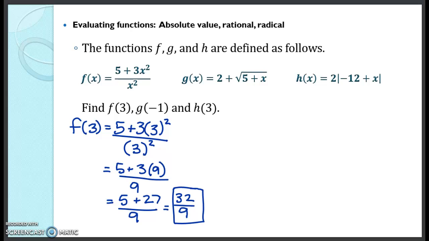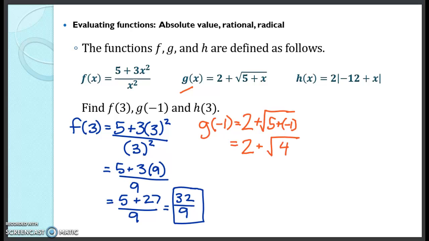Now, what about g of -1? Well, plug in -1 into this g function wherever you see x. So 2 plus square root of 5 plus -1. Now remember, that whole thing's under the square root. 5 plus -1 is the square root of 4. So it's like 5 minus 1. So that's 2 plus 2, which equals 4.